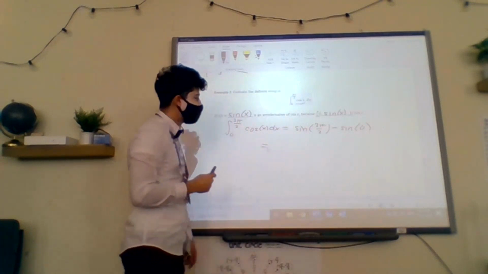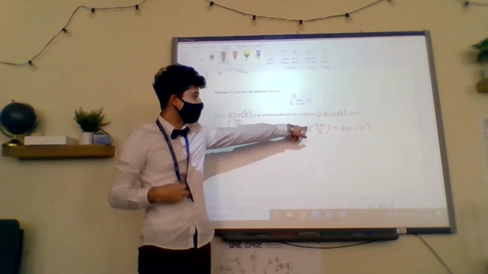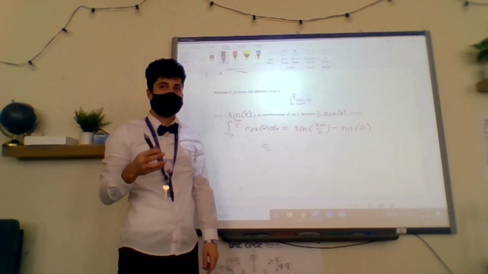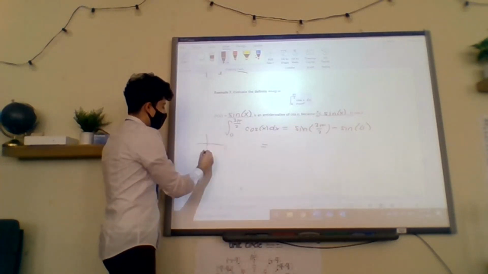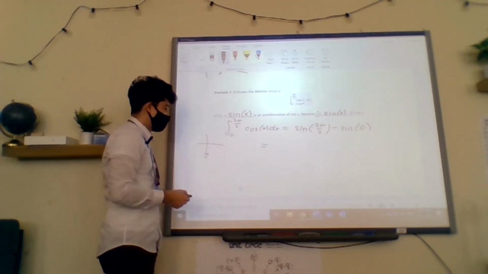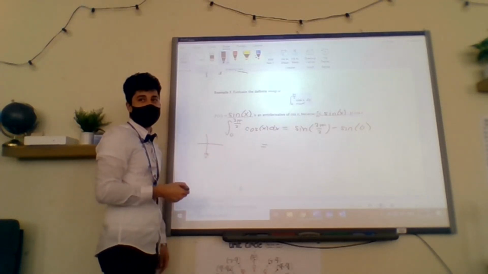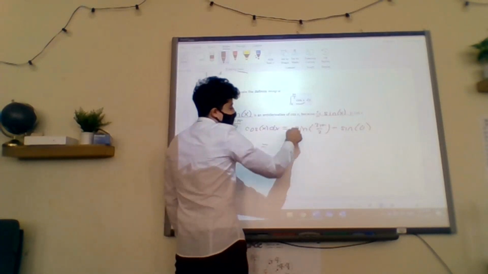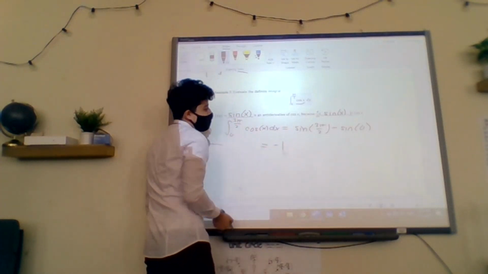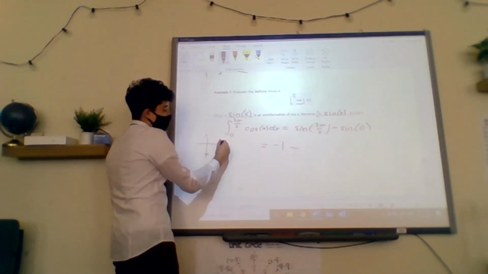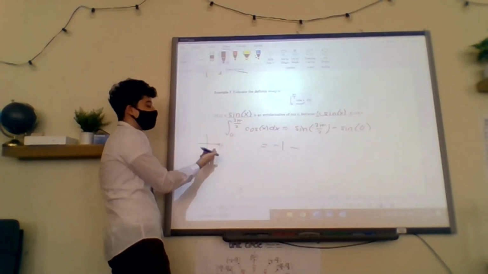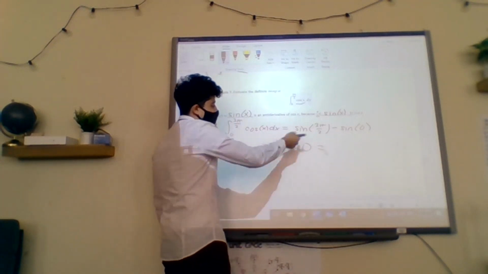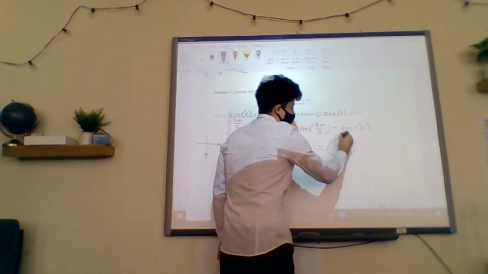Okay, you guys remember your unit circle? You guys remember what sine of 3 pi over 2 is? 3 pi over 2 is the one down here. So the y value would be what? Yeah, this would be negative 1, and then minus sine of 0, that's this one right here, so the y value would be 0, so sine of 0 would be 0. So here's your answer. Negative 1 minus 0 is negative 1.